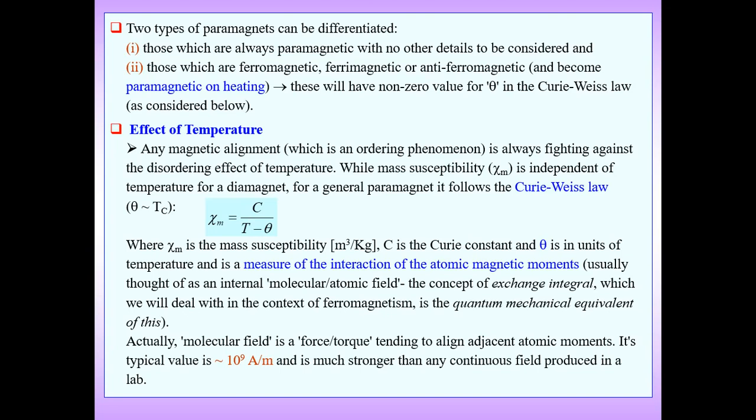The magnetic alignment is always fighting against the disordering effect of the temperature. For a general paramagnet, which follows the Curie-Weiss law, theta is approximately Tc, where chi m equals C upon T minus theta. Here chi m is the mass susceptibility, C is the Curie constant, and theta is in units of temperature and is a measure of the interactions of the atomic magnetic moments.